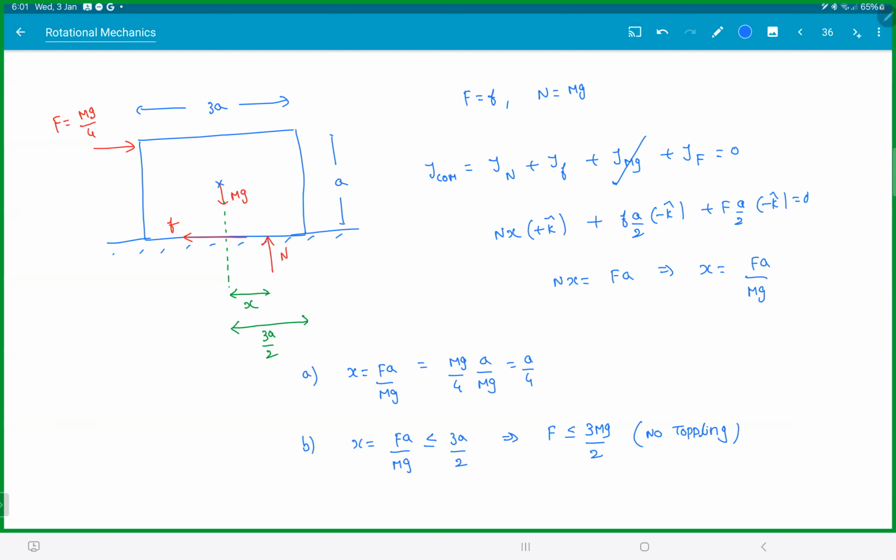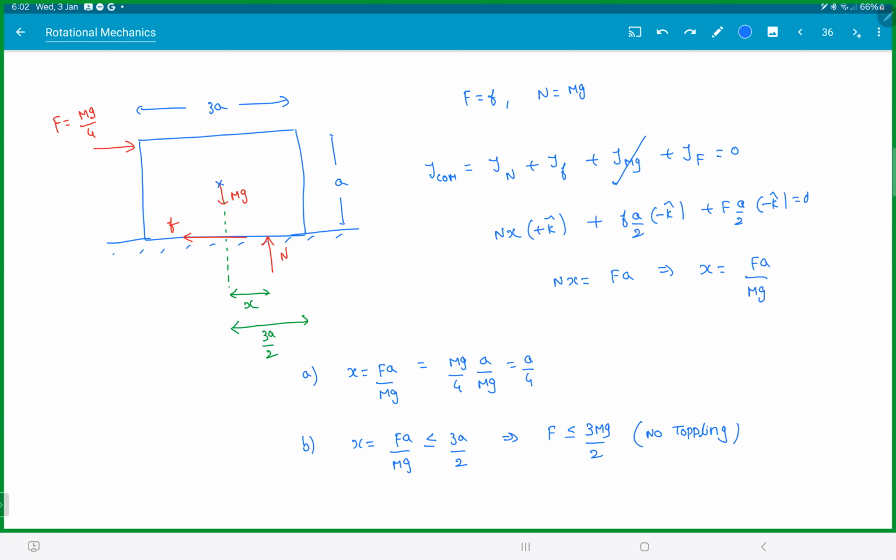So you can get both answers in one step with this general approach. There's no need to solve the problem two times. Always assume N is acting at a distance x, find x in terms of F and the other quantities, and then just say x should be less than half of that width. Have a look at this. Anyone has a doubt on this, ask me. I'll give you one more like this.